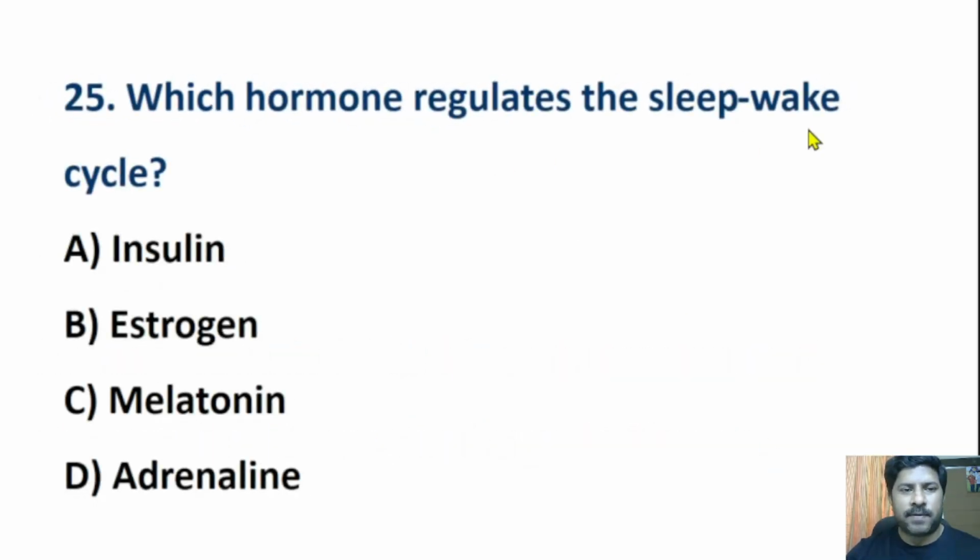Then 25th question, which hormone regulates the sleep-wake cycle? Insulin, estrogen, melatonin, adrenaline. The correct answer is melatonin. If there is any problem in production of melatonin, that will impact sleep. Sometimes the person will not get adequate sleep at night, or will not understand which is night or which is day. That is usually seen in bedridden patients, or patients admitted in ICUs, that is closed rooms.